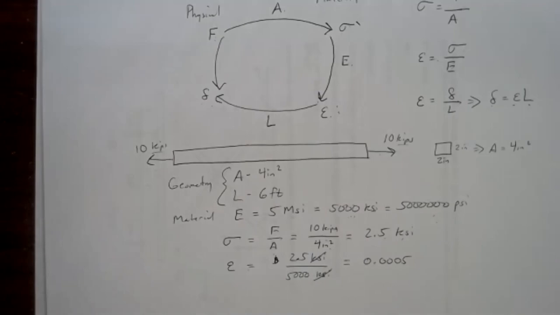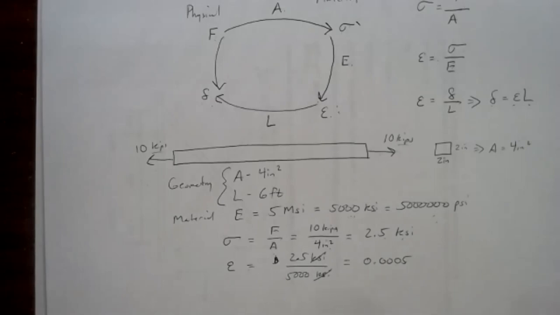Now that's dimensionless. It means that, for example, each inch grows by 0.0005 inches. But you could throw any units on it that you want. In fact, that's part of the beauty of dimensionless ratios, is that you can put any units you want on it. So I could say, for example, well, each inch will grow by 0.0005 inches.